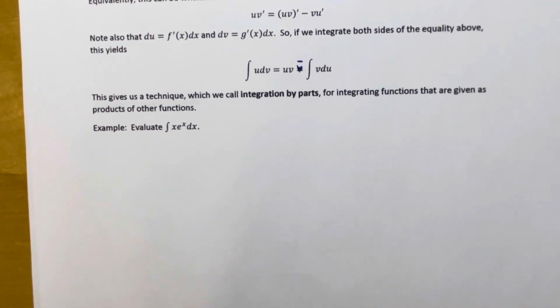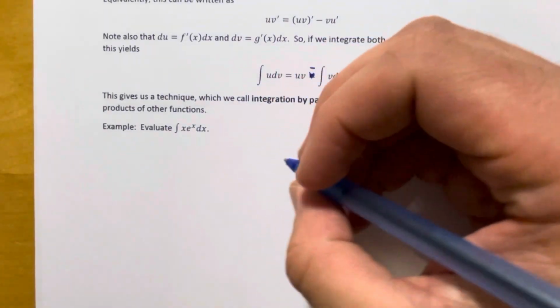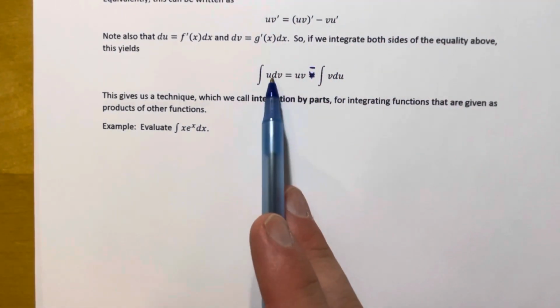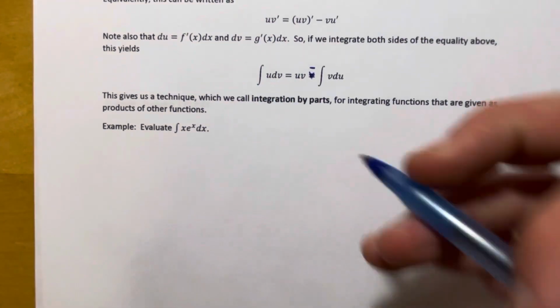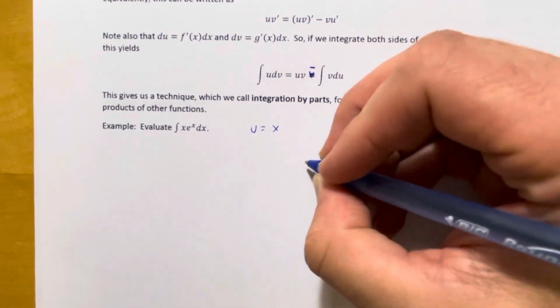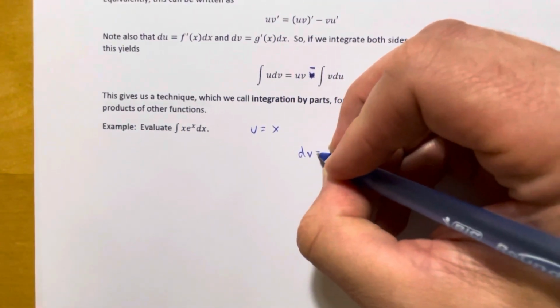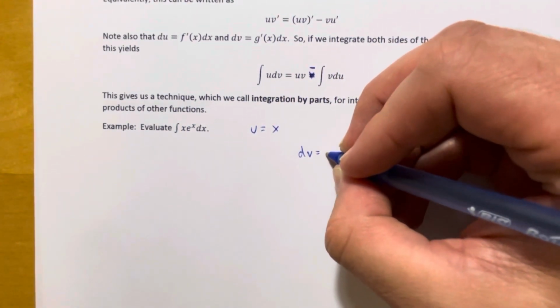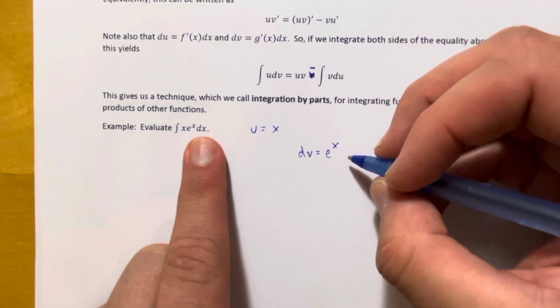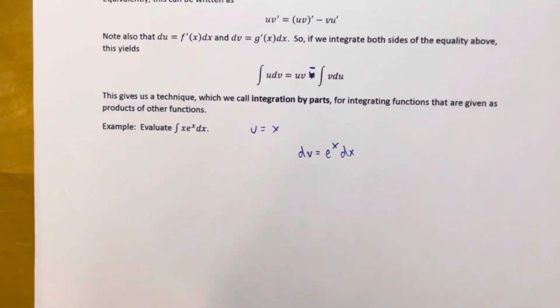Okay, what I'm going to do is take this product of functions and try to think of one of them as a u and the other one as a dv, right? One of them is u, one of them is dv. So I'm going to say, let's let u equal x and let's let dv equal e to the x. And because I'm talking about this differential, I have to include that dx with it. So let's put that in there as well, e^x dx, okay?